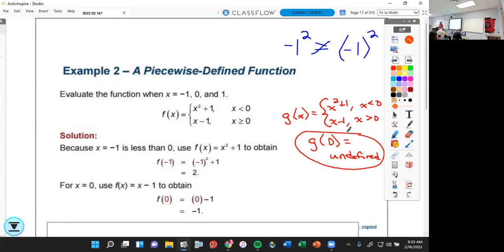Any other x value, is it defined? Yeah, it's defined on any other x value, but not 0, because 0 is not part of the domain for the g function. Any questions on that concept?